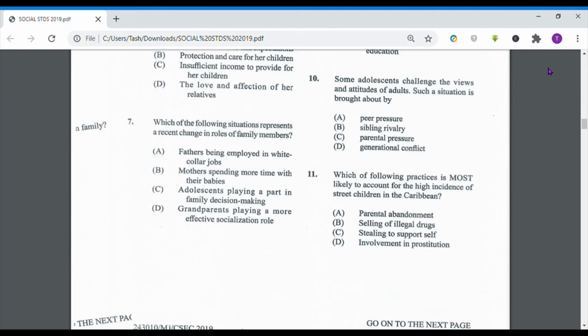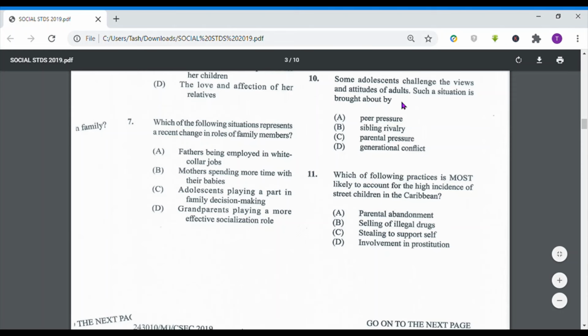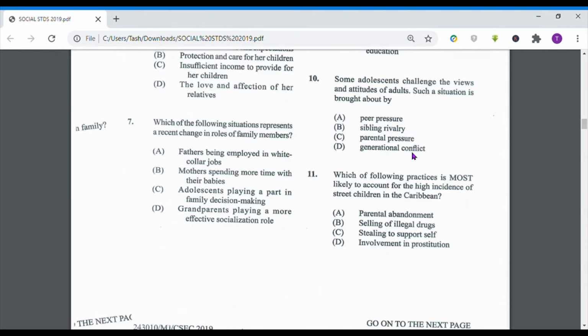Number 10, some adolescents challenge the views and attitudes of adults. So such a situation is brought about by peer pressure, sibling rivalry, parental pressure, or generational conflict. So as a result of the generation gap, the generational conflict is what would cause this between adolescents and adults. So for number 10, your answer is letter D.